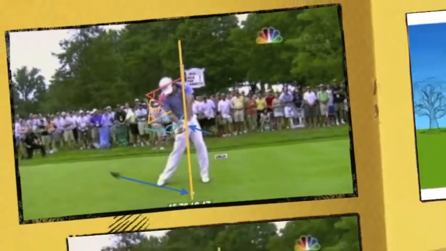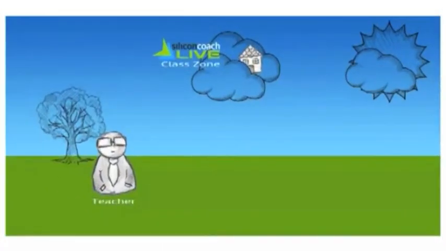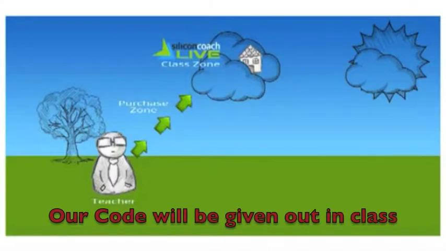To use Silicon Coach Live with your class, you'll need to purchase a zone. The zone sits inside Silicon Coach Live and is a private, secure area where you and your students can work online. Once you've purchased your zone, you'll be given a class code. You'll give this code to your students so they can join your zone.